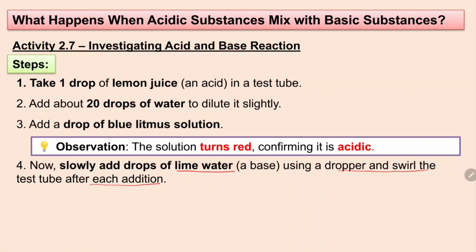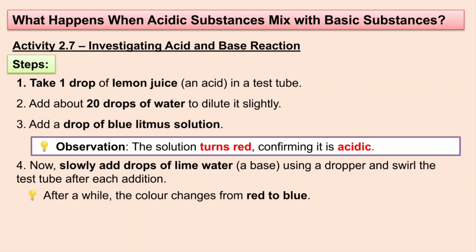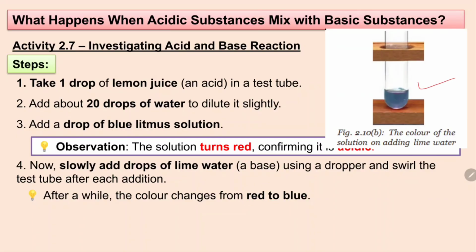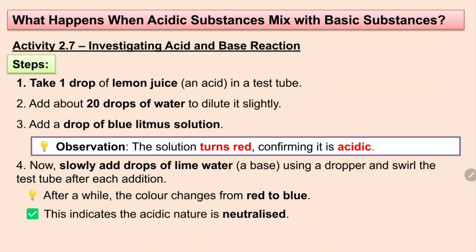So using a dropper, you add some lime water into the same solution where the color changed into red, okay. Now what will you observe? After a while the color changes from red to blue, comes back to the original color of the blue litmus solution, isn't it? Why? Because it has neutralized the effect, okay. This indicates the acidic nature is neutralized, means the solution is no more acidic in nature. It is neither acidic nor basic.